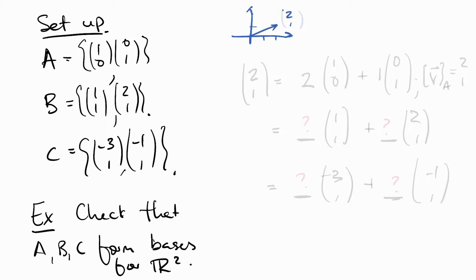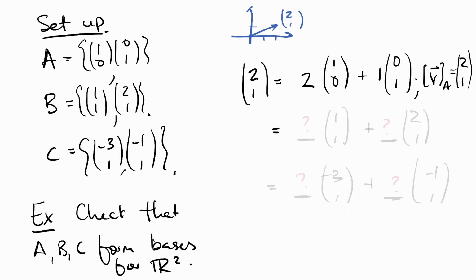The vector 2, 1. Well, 2, 1 is going to be 2 times the first standard vector plus 1 times the second standard vector, so that V sub A, the coordinate vector with respect to the basis A, is 2, 1.